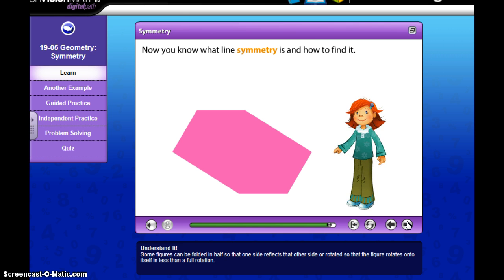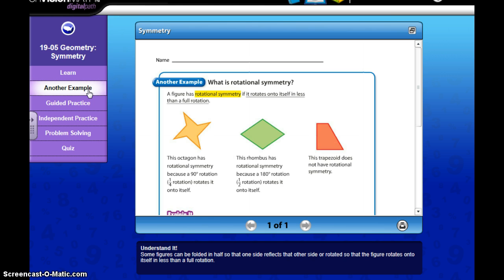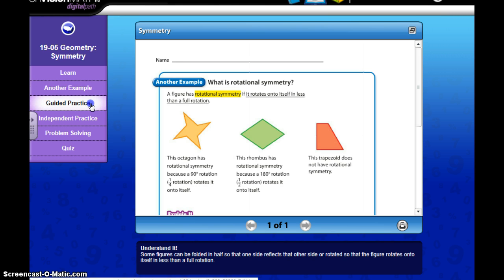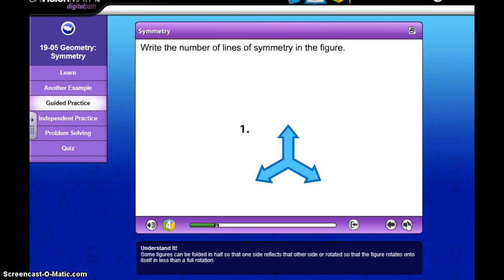Okay, now we know what symmetry is. Let's look at a few other examples. It might be very beneficial for you today to draw in your lines of symmetry. Now, could we rotate this shape and it'll look the same? Absolutely, we could. So we know that there's probably more than one line of symmetry.